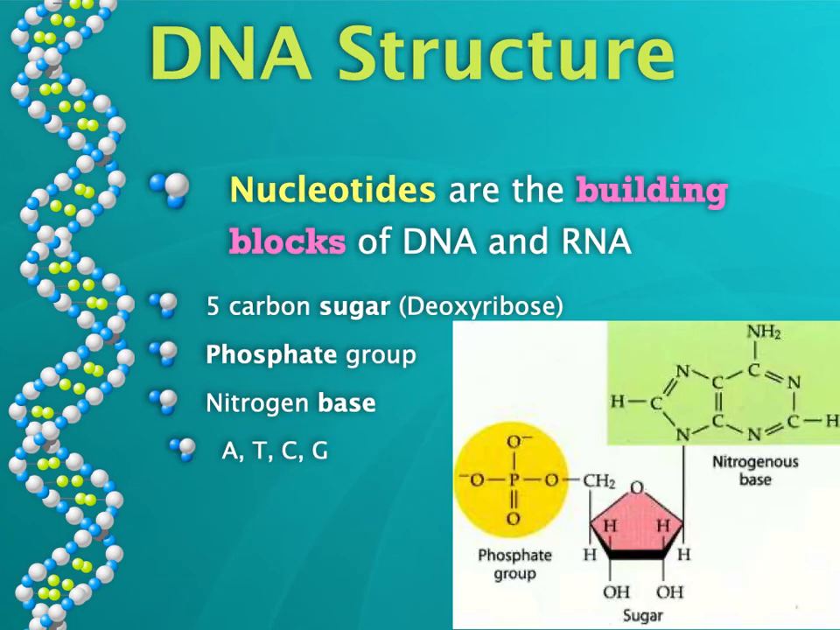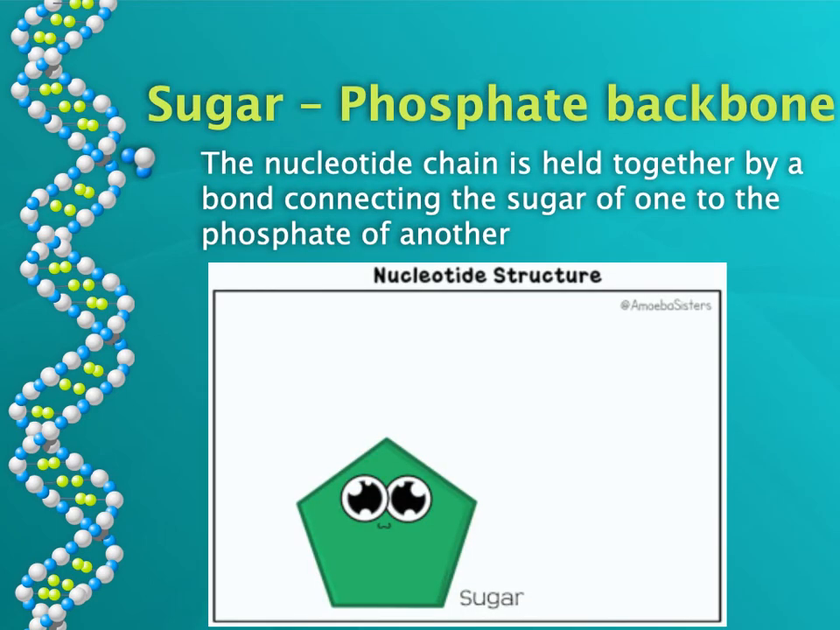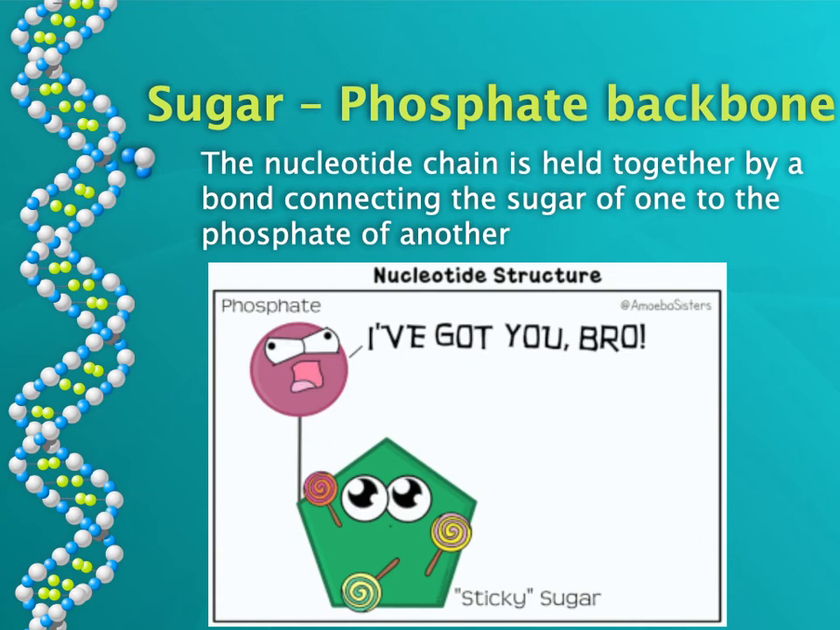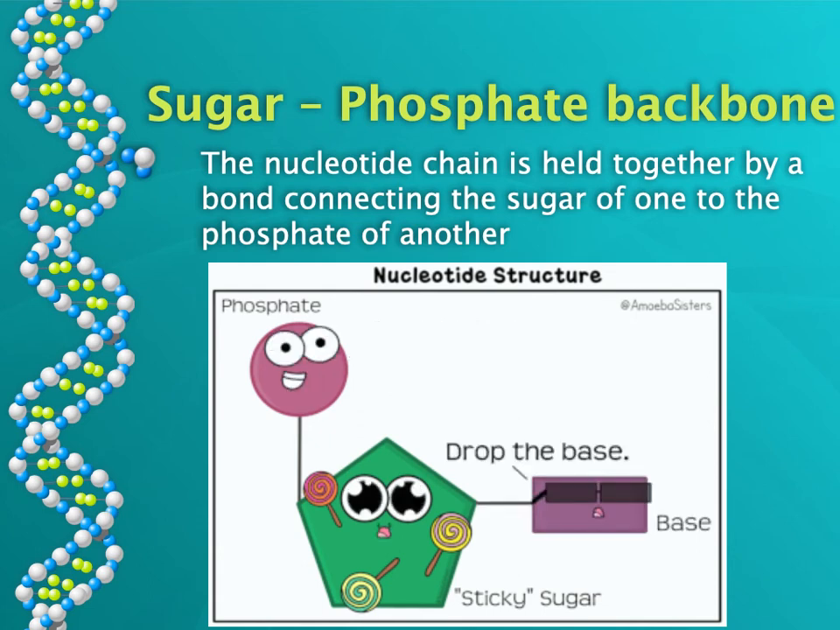A refresher on DNA structure: DNA and RNA are built out of nucleotides. Those are the building blocks, and each consists of a 5-carbon sugar. In the case of DNA, it's deoxyribose, a phosphate group, and one of the 4 nitrogen bases. They have a sugar-phosphate backbone that you can see here with a sugar, a phosphate, and a base.